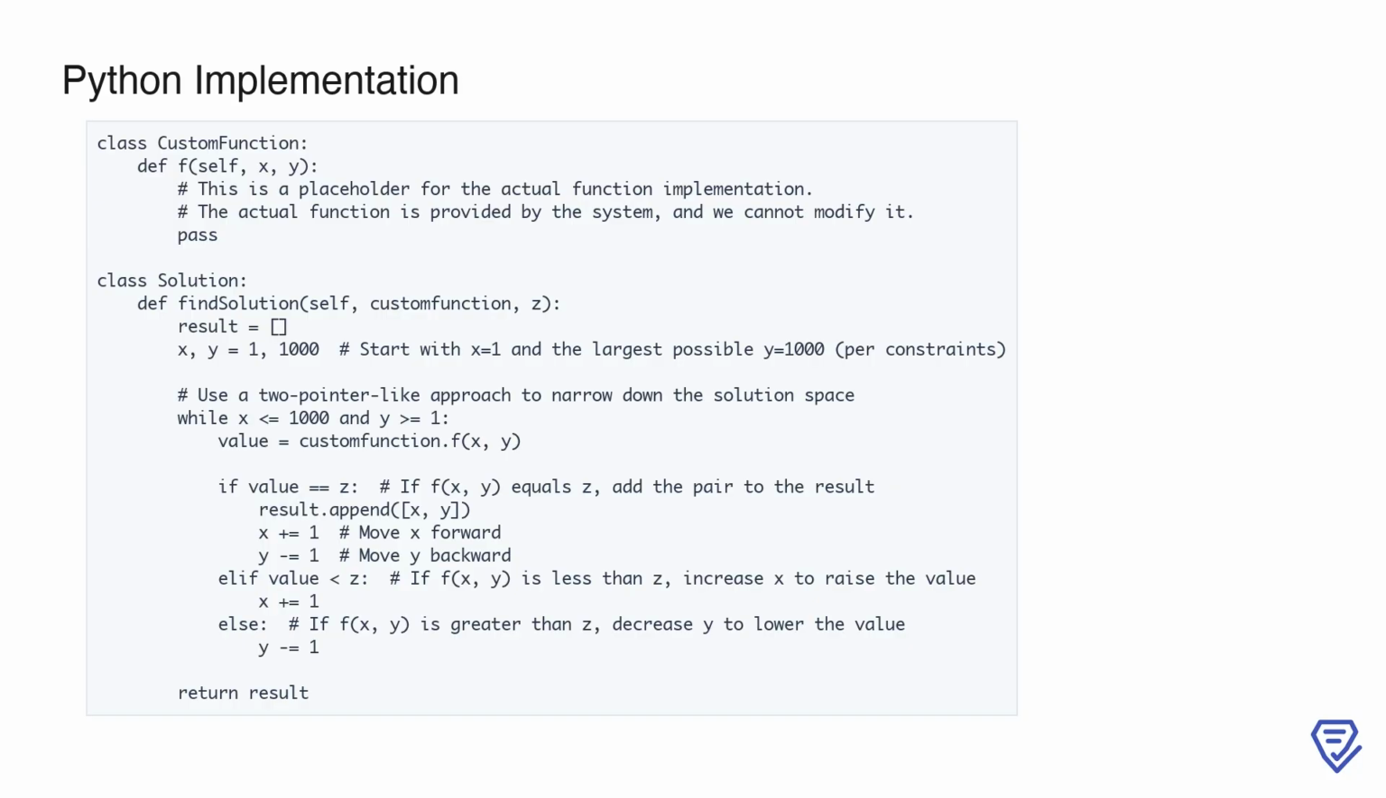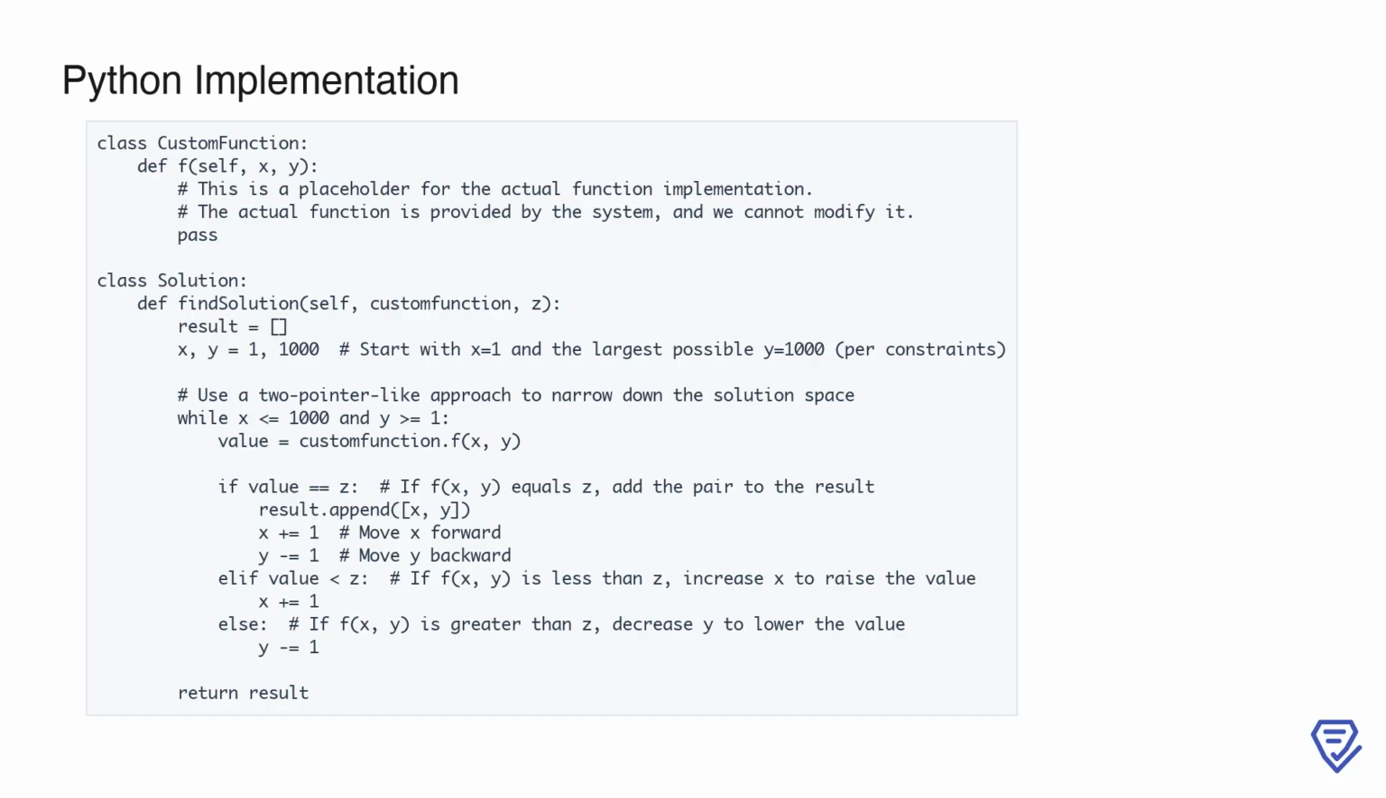Efficiency. This approach is efficient due to the monotonicity of the function. Instead of iterating through all possible values of x and y, which would take n squared time, we use the two-pointer technique to achieve a much faster solution with time complexity closer to n. This is because each adjustment of x or y reduces the solution space significantly.